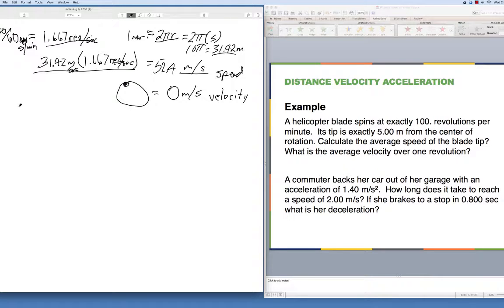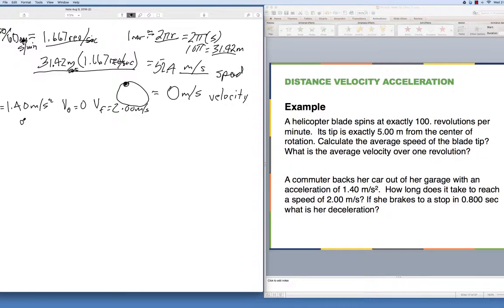So the second one says a commuter backs her car out of her garage with an acceleration of 1.4 meters per second squared. How long does it take to reach the speed of 2 meters per second? Now it doesn't say in the problem here, but an assumption you can make is that V0 is 0 and VF is given at 2 meters per second.